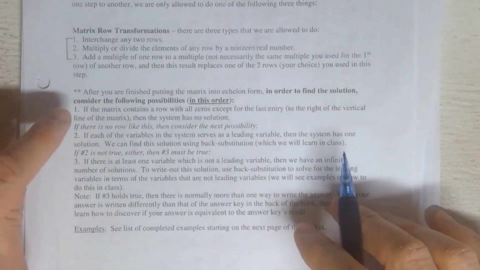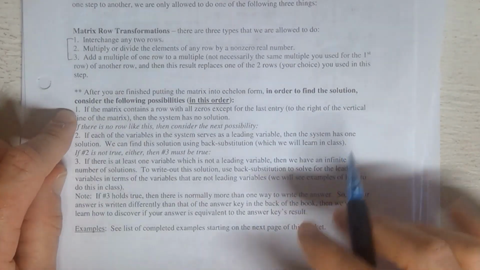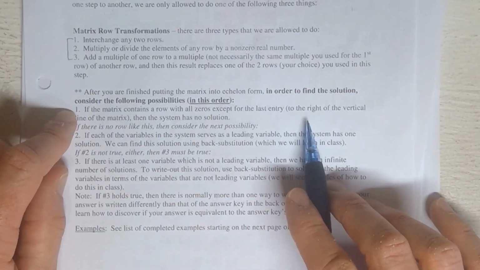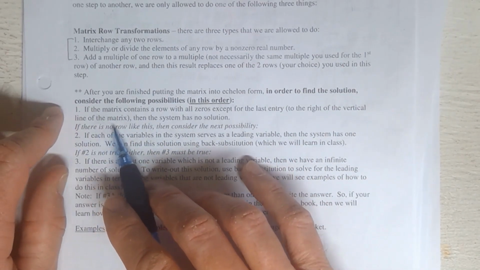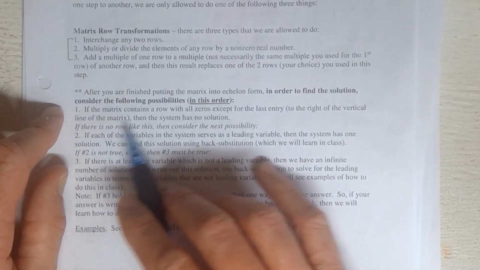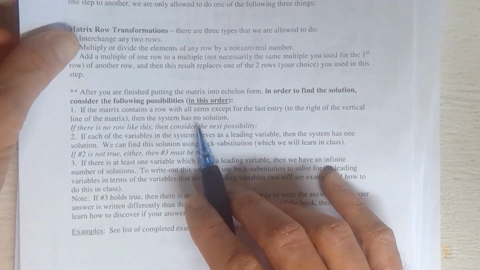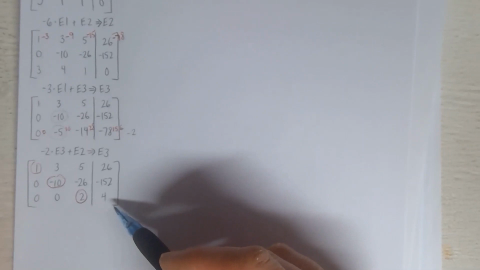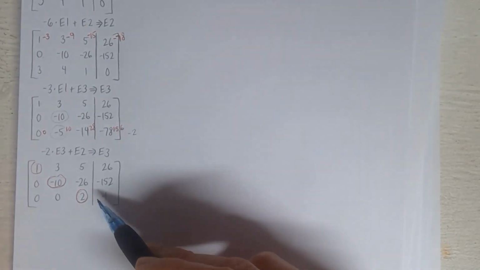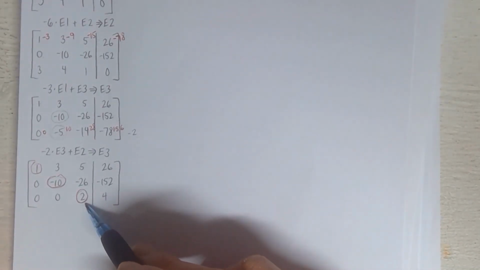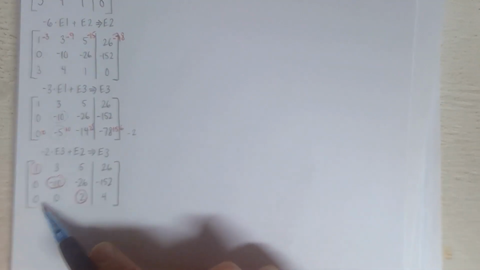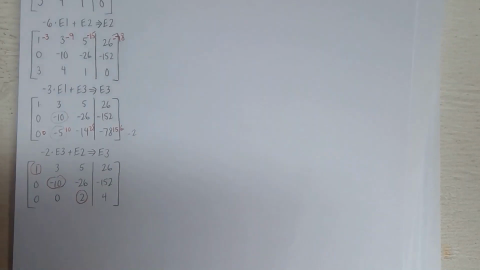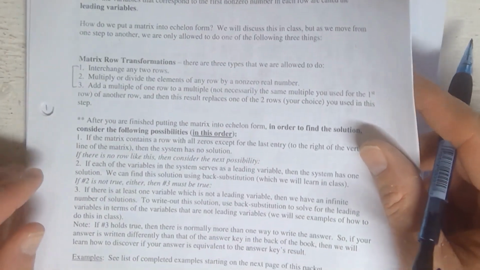Again, you got to do this in order, so you got to look at number 1 first and ask that question. It says if the matrix contains a row with all zeros except for the last one to the right of the vertical line, the right of the bar, then the system has no solution. Is that the case here? Do we have a row that's all zeros except for the last number? No, we almost do. If this had been a 0 right here, then there'd be no solution because then you'd have all zeros except for the last one. But that's not the case. So number 1 is not true.